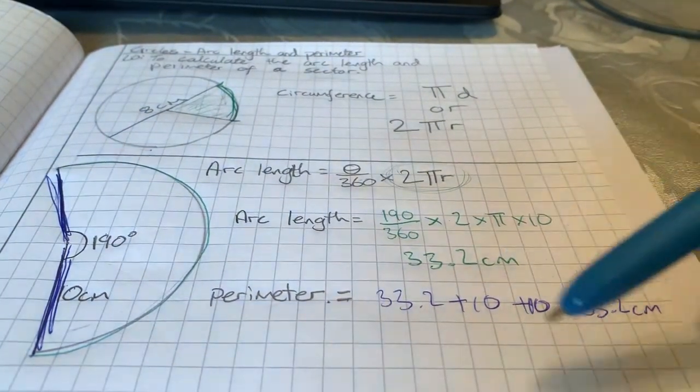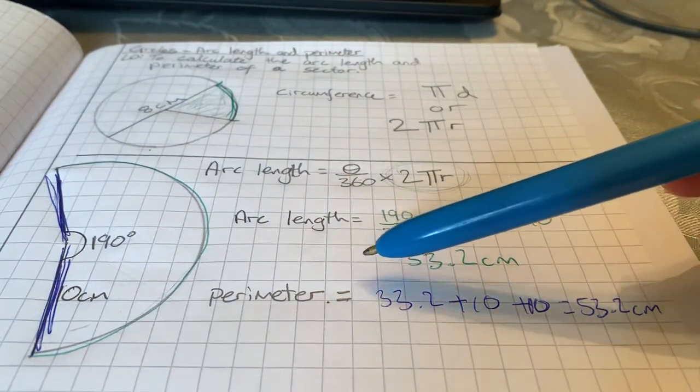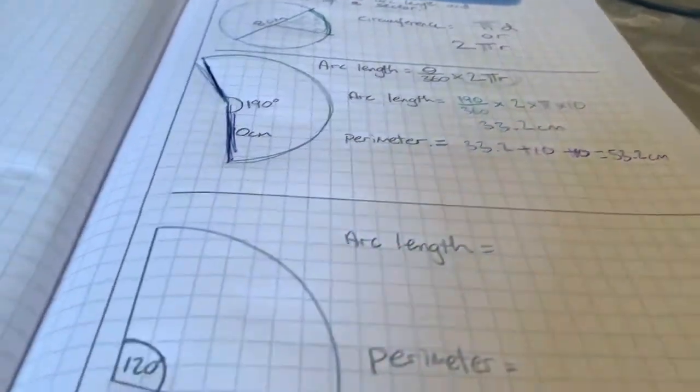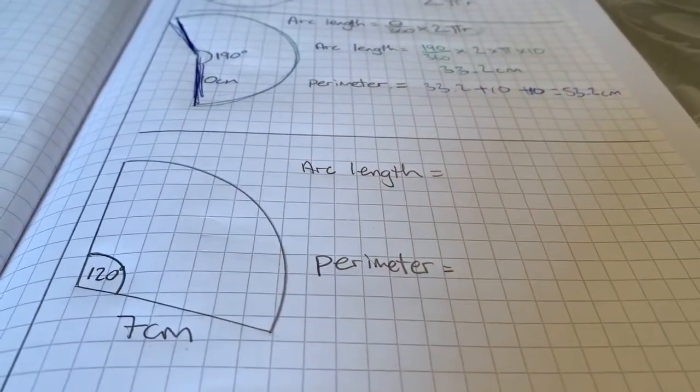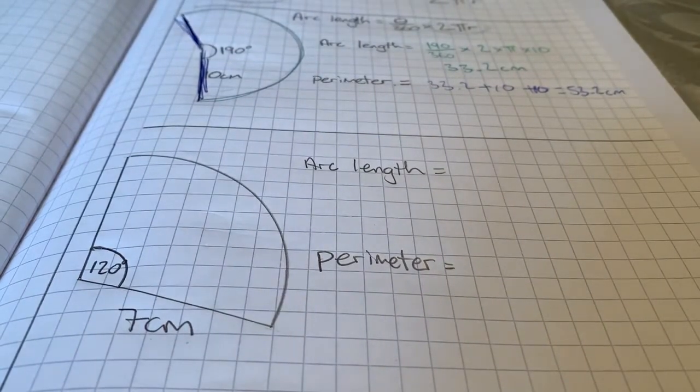But it depends on what the question is asking, if they're asking for arc length or perimeter. I've got a second one here, a similar thing. One is find the arc length, one is find the perimeter. Do give it a go, press pause when you do it, and then I will go over the answers in just a moment.